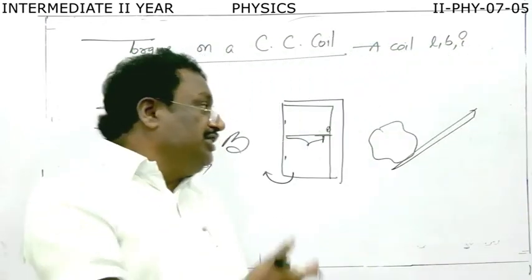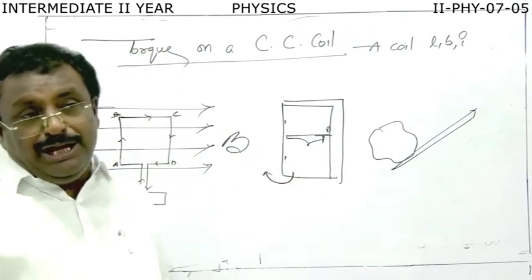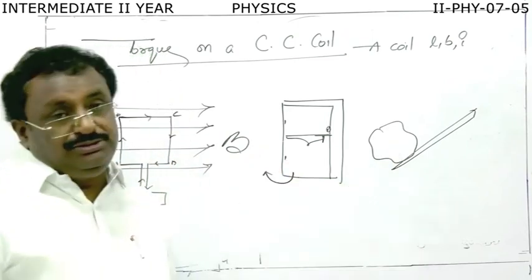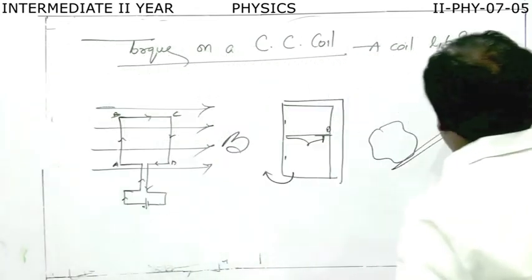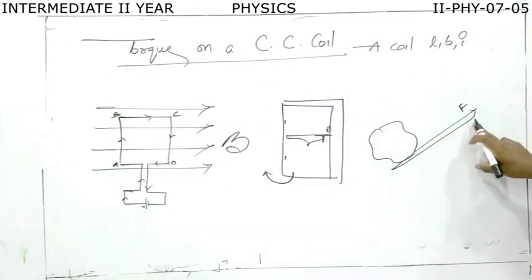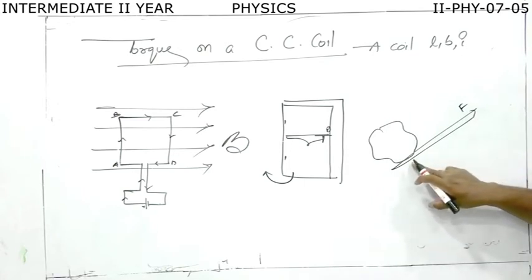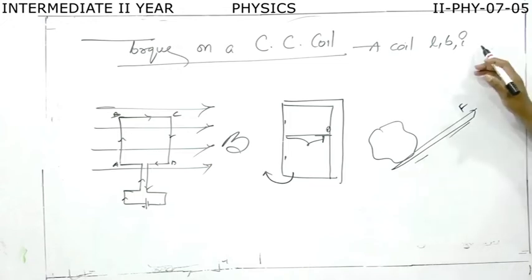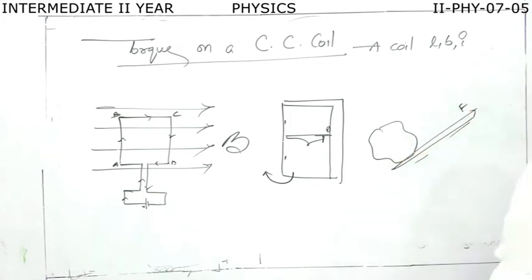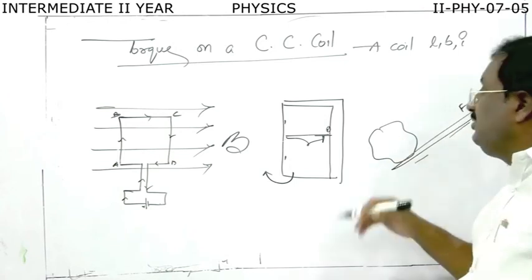If you want to lift this heavy stone, only by applying force we cannot lift it. We are using a crowbar. When we use a crowbar, a force is applied at this point. This is the line of action of force. The distance between these 2 points is called perpendicular distance. The product of force and the perpendicular distance is called torque.